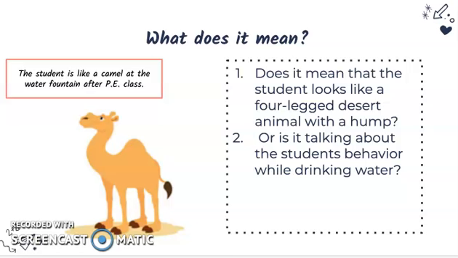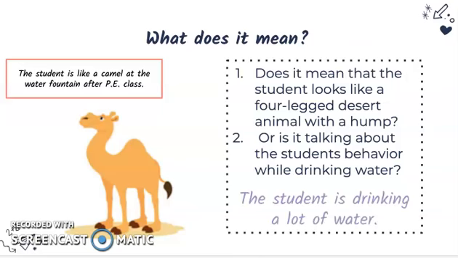So, does it really mean that the student looks like a 4-legged desert animal with a hump? No, probably not. But what else does a camel do that it might be compared to the student? Well, since camels live in the desert, they need to drink a lot of water to stay hydrated. So maybe that's what's being compared in this sentence. So, I think the sentence means the student is drinking a lot of water.